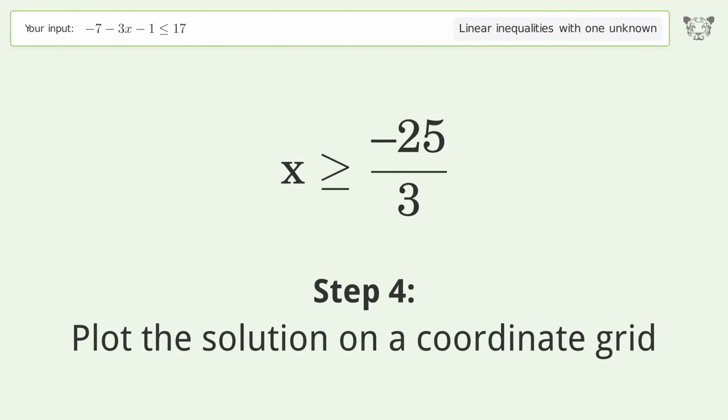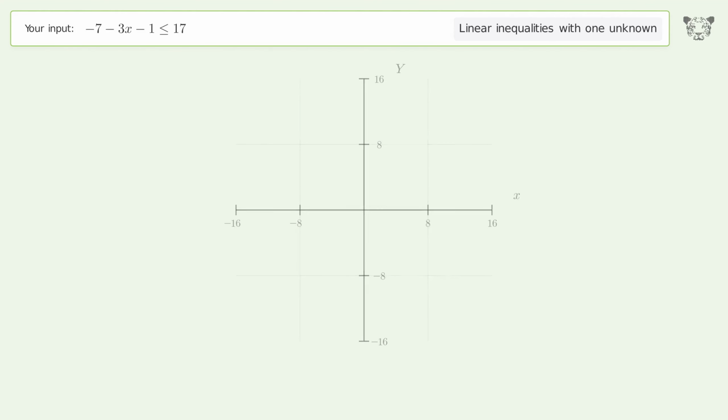Plot the solution on a coordinate grid. And so the final result is x is greater than or equal to negative 25 over 3, which is greater than or equal to negative 81 over 3.